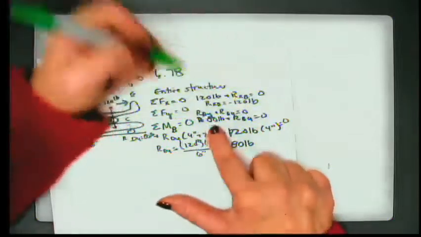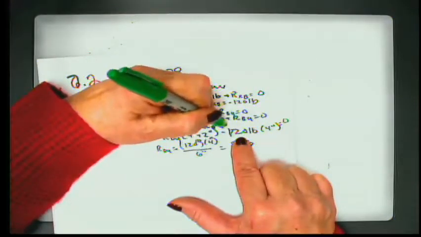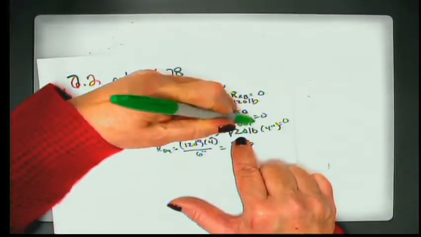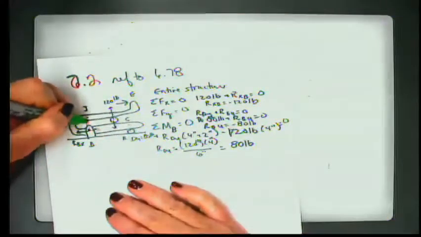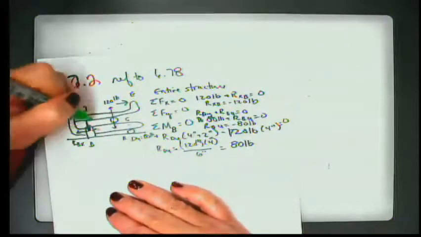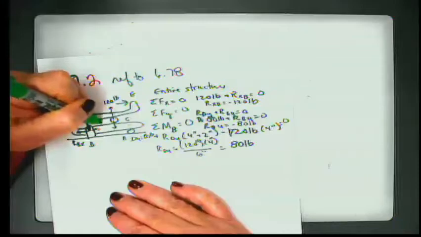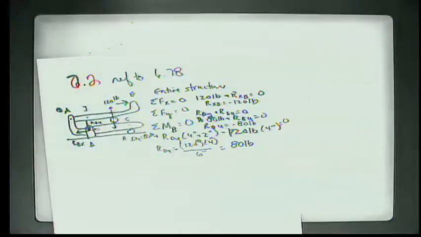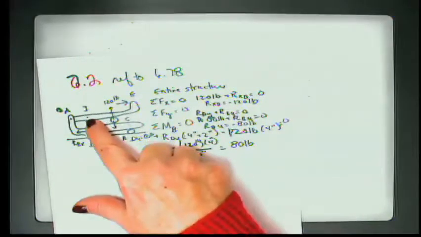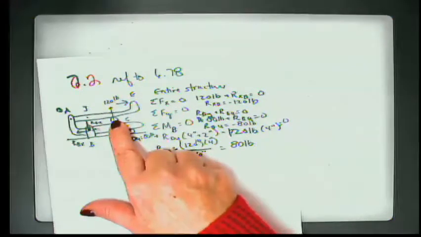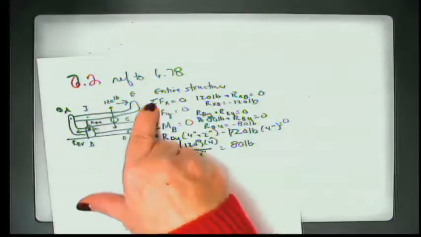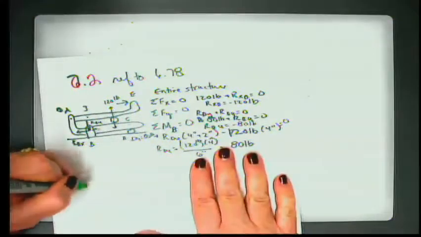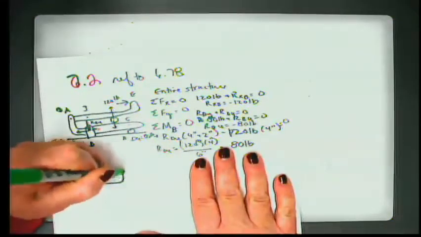Those two things have to equal 0, so R sub B Y is equal to negative 80 pounds. All right, so that means that R B Y looks like this. Now, since I'm looking for what is going on at point J, I'm also going to have to find this force. I need to look at this structural member, just this piece of it. That looks like this.